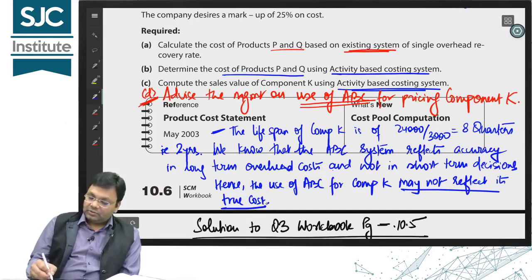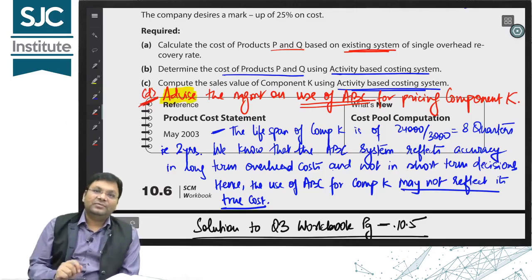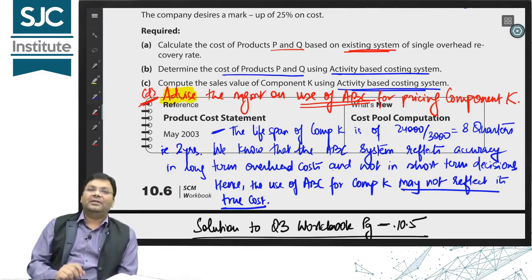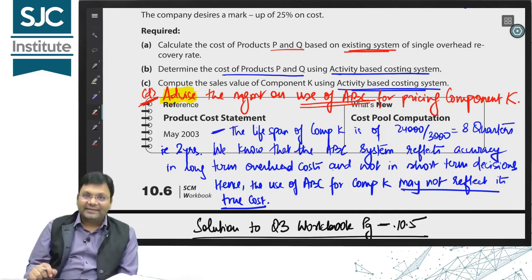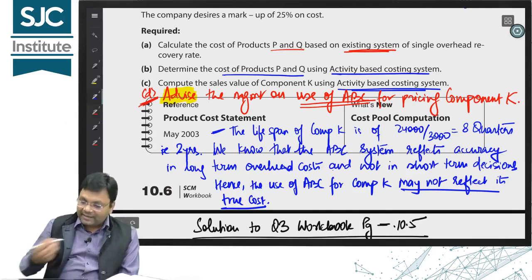So now, whenever any question is about advising, remember, you need to advise the correct thing also. You cannot just say that, okay, this is not correct. Then what is correct? Whenever it is an advice type question, you must also write what is the correct way to do it.